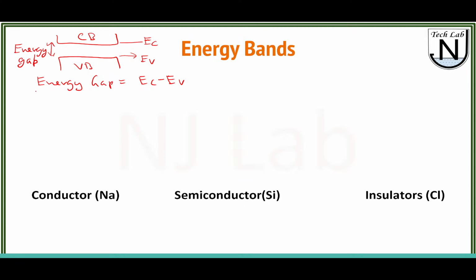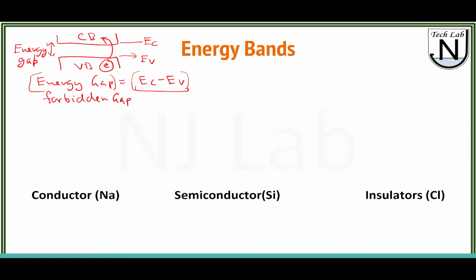Energy gap means that if there is any electron over here, then this electron needs EC minus EV energy to move from the valence band to the conduction band. So if somehow the electron is able to get this energy, then the electron will move to the conduction band, right? And this amount of energy is known as the energy gap, or we also call it the forbidden gap.